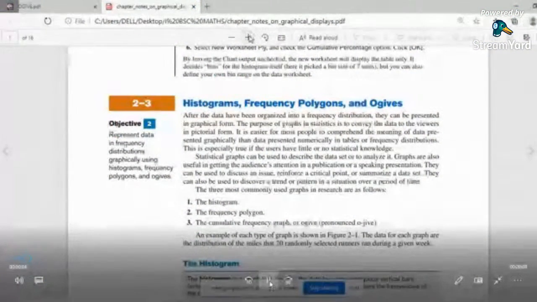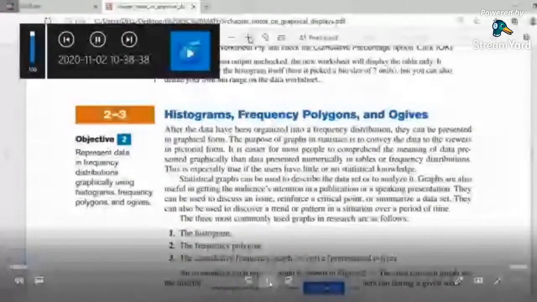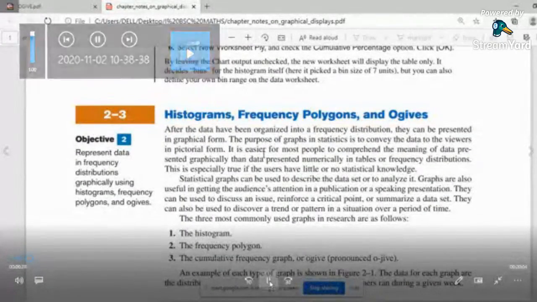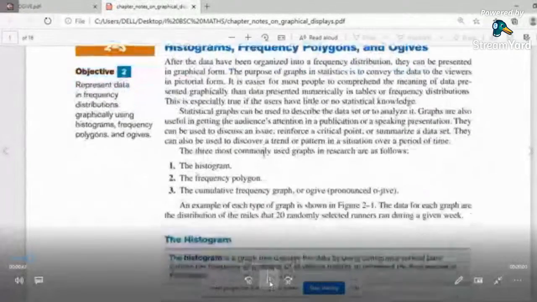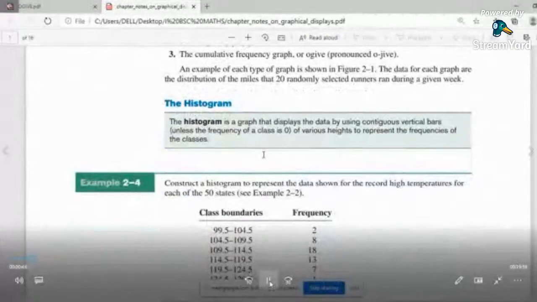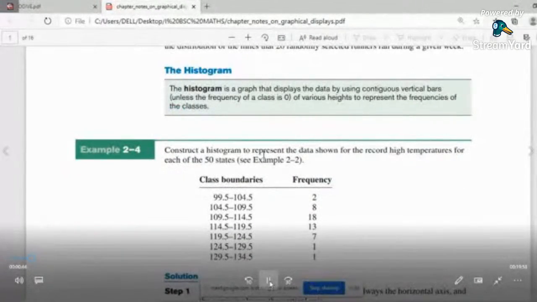So this is an example: histogram, frequency polygon, and ogives. We have discussed in detail in the last class. Okay, let us consider some example. So this is an example representing the data of record high temperature for each of the 50 states.